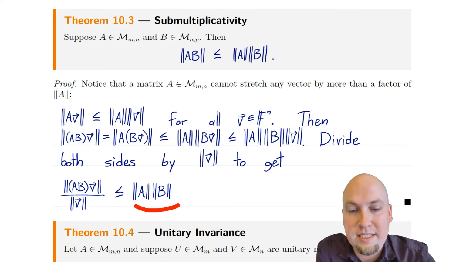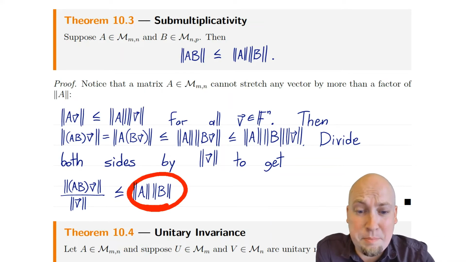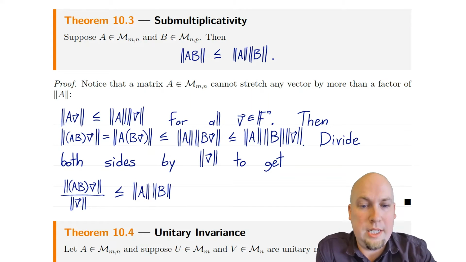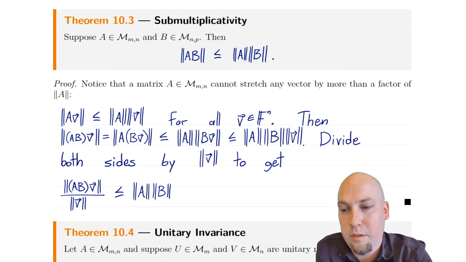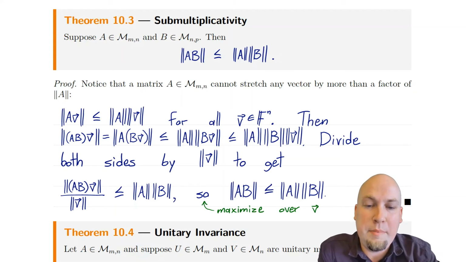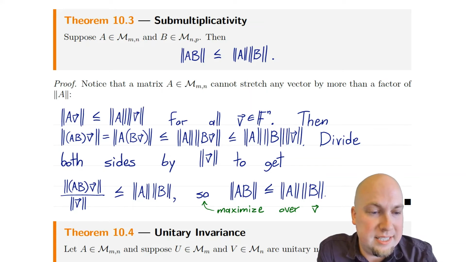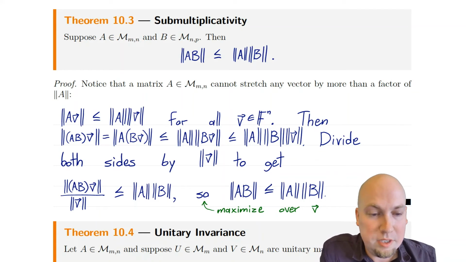If I do that, I've got to stick a maximization on the right as well. But the really nice thing is the right-hand side doesn't depend on V. So if I maximize the right-hand side over all vectors V, I just get the same quantity. I get the operator norm of A times the operator norm of B. So if I maximize this entire inequality over all B's, I just get that the operator norm of AB is less than or equal to the product of their individual operator norms.